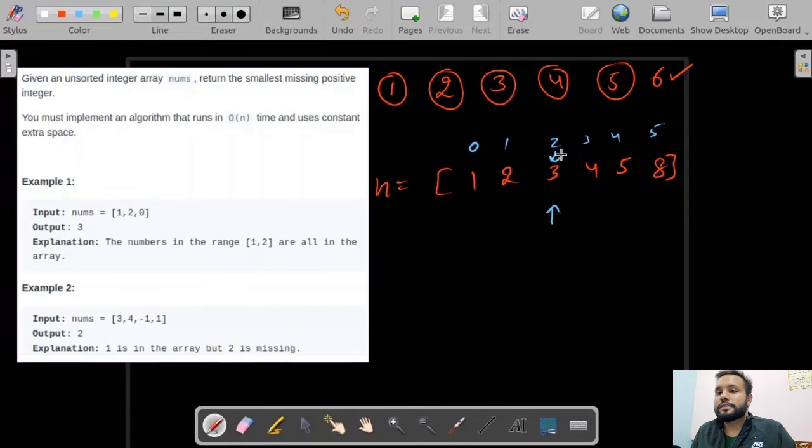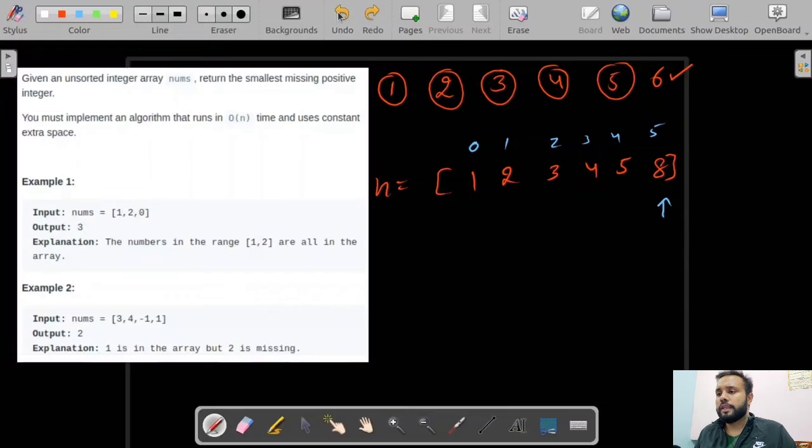Now index 2 contains number 3. It is also sorted. Move forward. Index 3 contains number 4, it is also sorted. Index 4 contains number 5, it is also sorted. Move forward. Index 5 contains number 8.